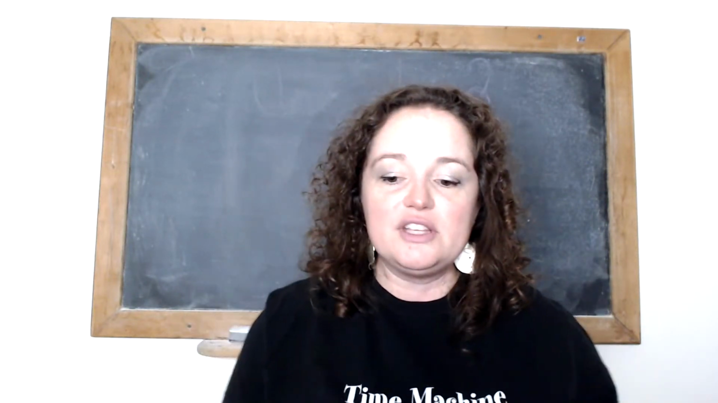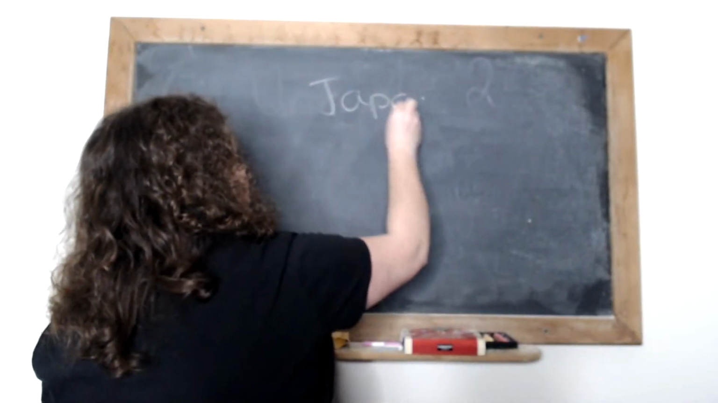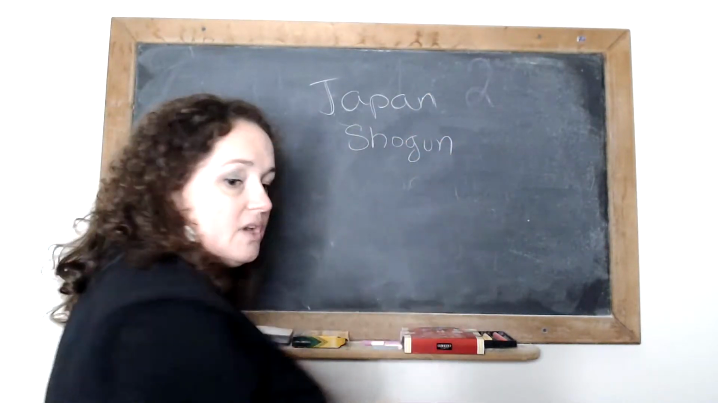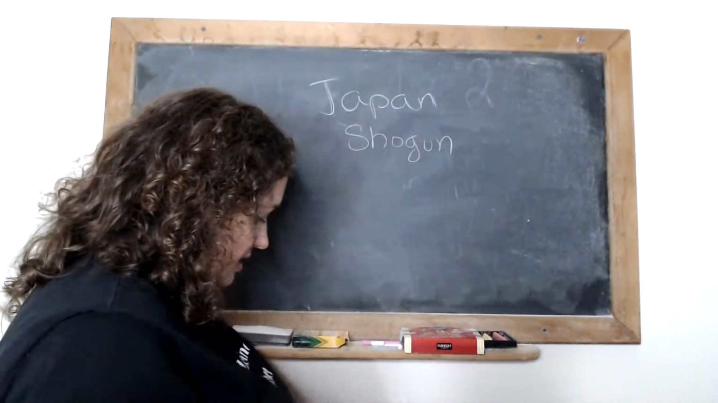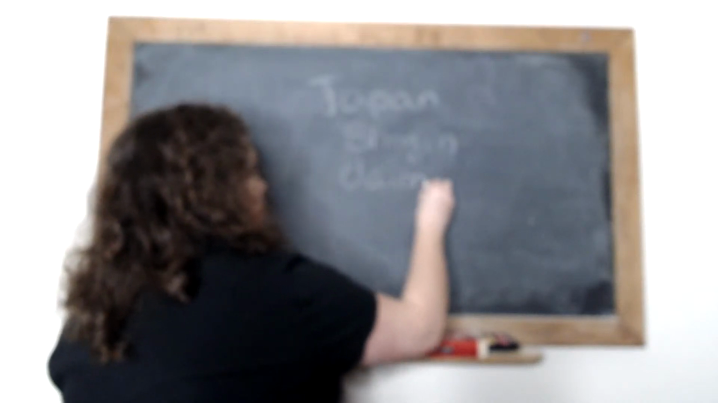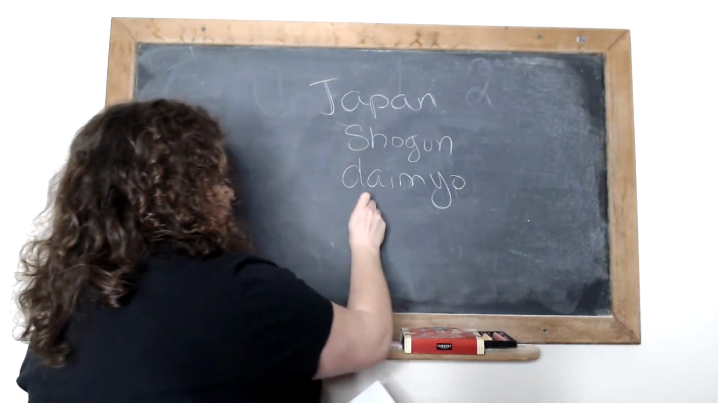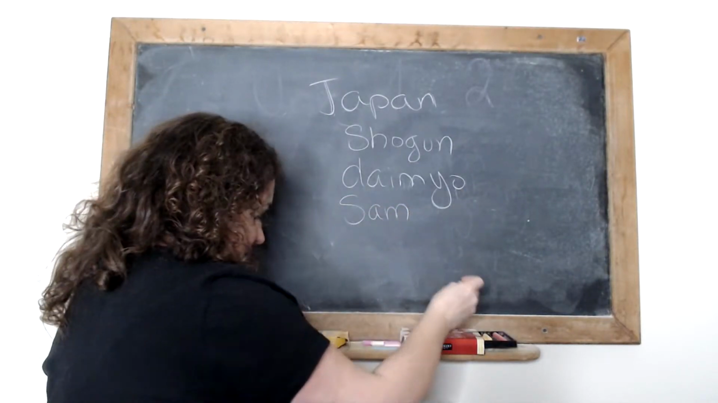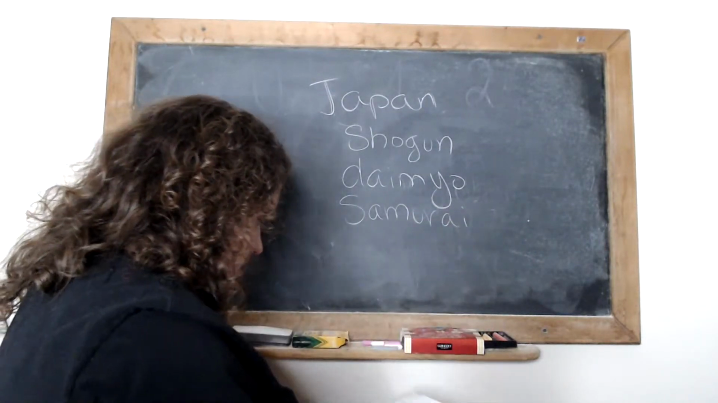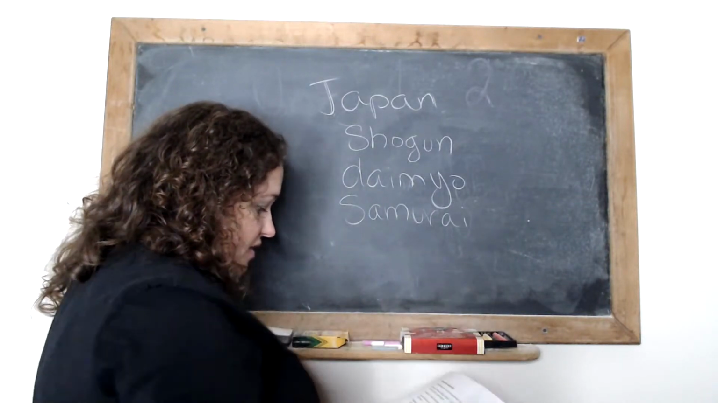Let's see. Okay, so this is when they have the shogun. Remember, he's at the top. So I'm going to show you up here. Japan has the shogun. Under that is the daimyo, and they are like the landlords. And then we have the samurai. The samurai are the knights, basically the warriors. And under them would be the peasants.